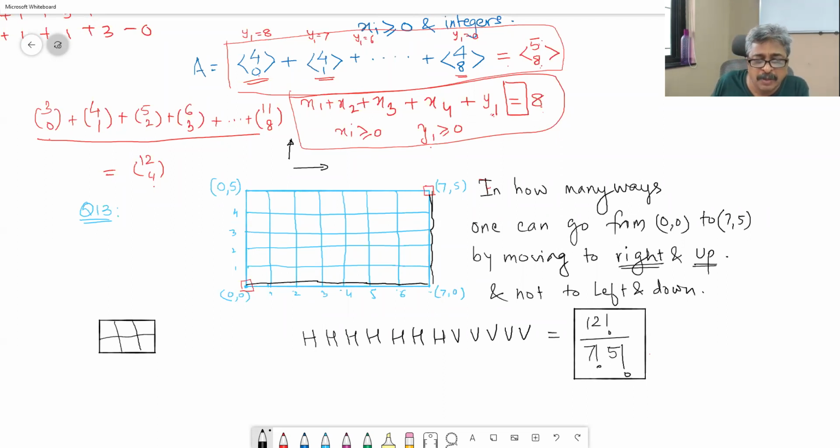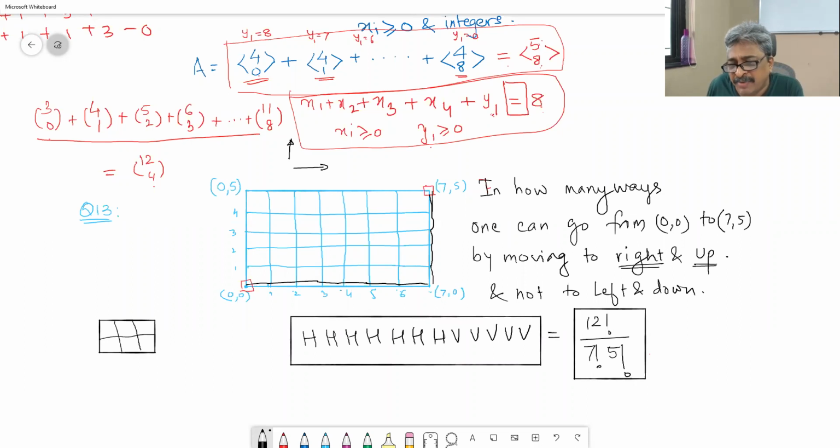Also, you can consider V as separator, H. It is one and the same. If you have understood this, it is more than sufficient to find the answer. Answer is 12 factorial upon 7 factorial into 5 factorial. कळले सगळ्यांना? Have you understood?